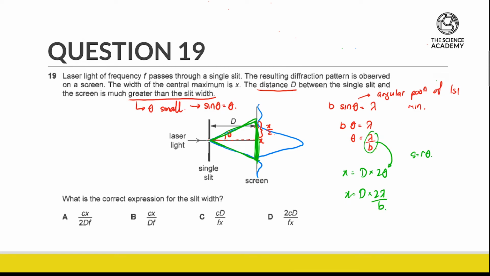And they want an expression for the slit width. So for the slit width, I'm going to make b the subject of our formula. We have 2 lambda d over x. But lambda is just going to be equal to the speed divided by the frequency, which is c over f. So writing this lambda as c over f, we have 2cd over fx. So as such, our best answer is going to be D.